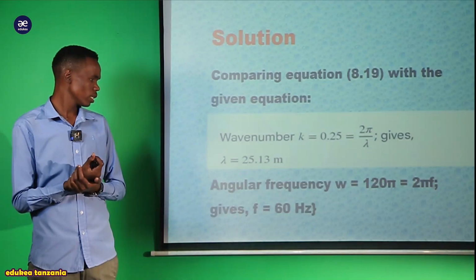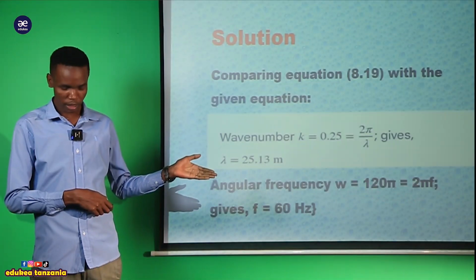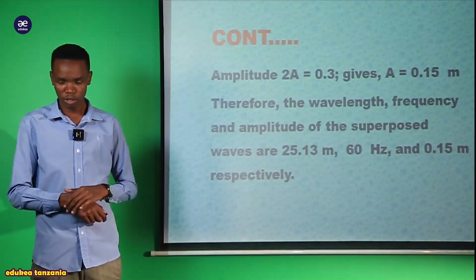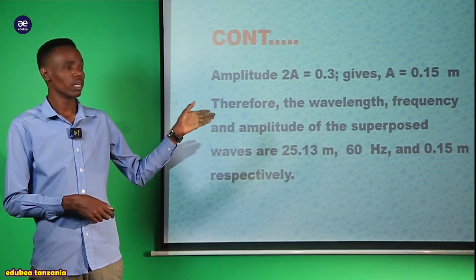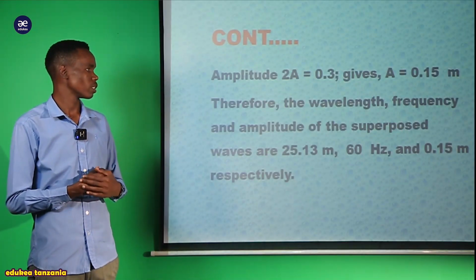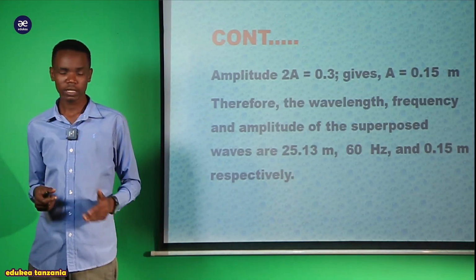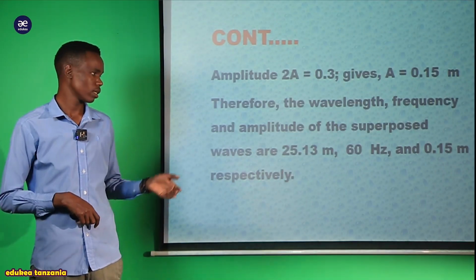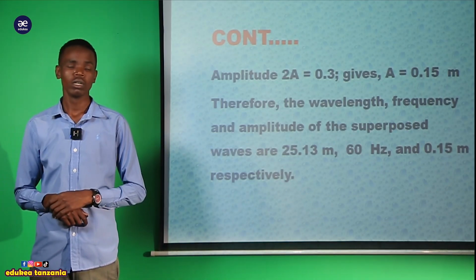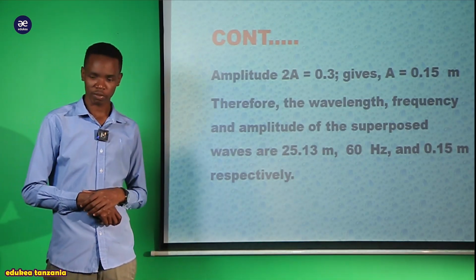So after there, if we substitute, we should obtain that this angular velocity is equal to 120 pi is equal to 2 pi f frequency. Tutaweza kumpata final, tutakuja kupata kwenye amplitude ni sasa 2a is equal to 0.3, and this gives us amplitude is equal to 0.15 meter. Therefore, we could conclude by saying that the value of the wavelength is equal to 25.13 meter. The value of the frequency is equal to 60 hertz, and also the value of the amplitude is equal to 0.15 meter.